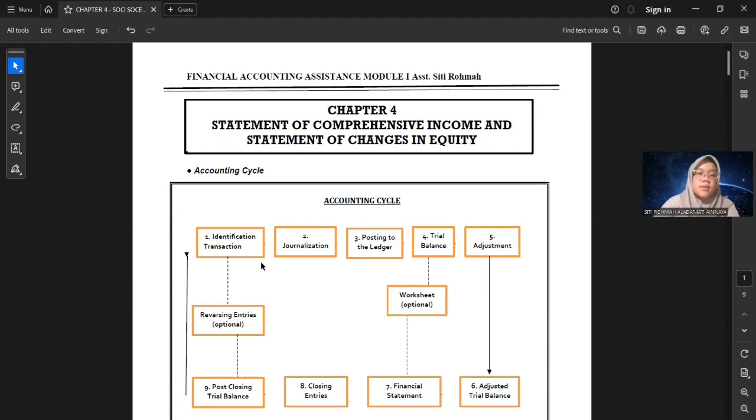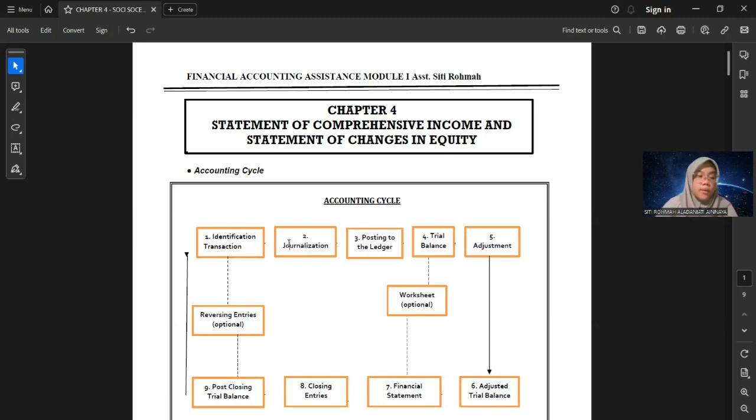Here are the 9 steps of the accounting cycle, 1 to 9. The first step of the accounting cycle is identification of transactions. We identify every transaction that enters the company or happened in the company. And then the second step is journalization. That is, we record every transaction that occurs in the journal.